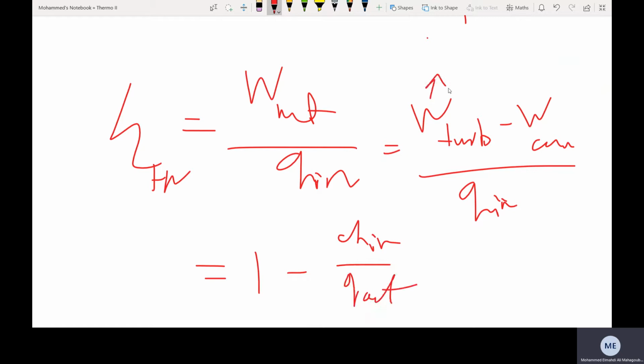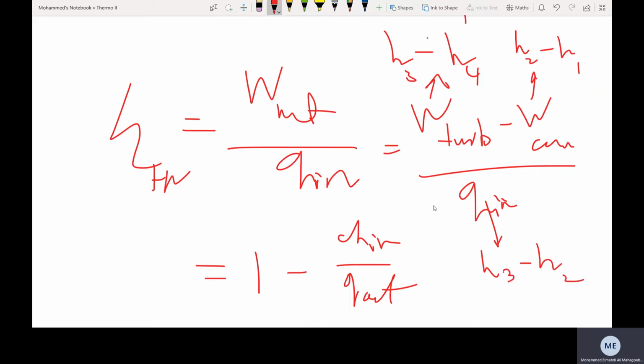Okay, so for this one, I need H3, which I have all the properties for, minus H4, which I can then find. H4S and H4A are the same because I have 100% isentropic efficiency. For the compressor, it will be H2 minus H1, and again it's the same thing. I don't have actual and isentropic because the isentropic efficiency is 100%. And this one will be the heat addition, which is H3 minus H2.